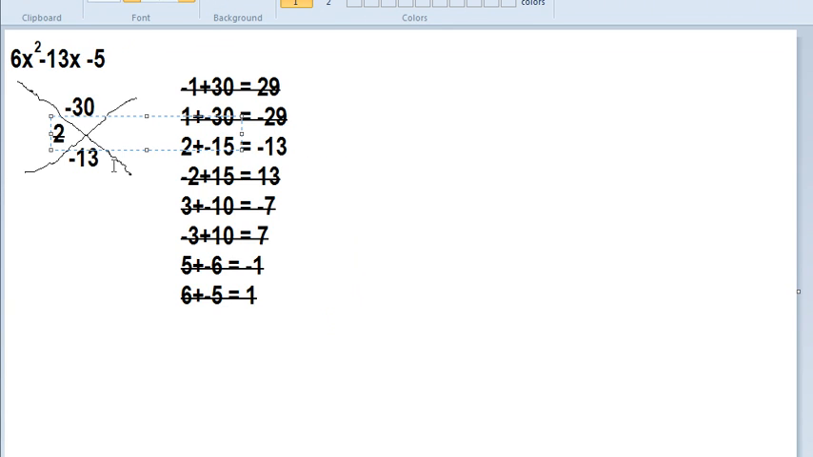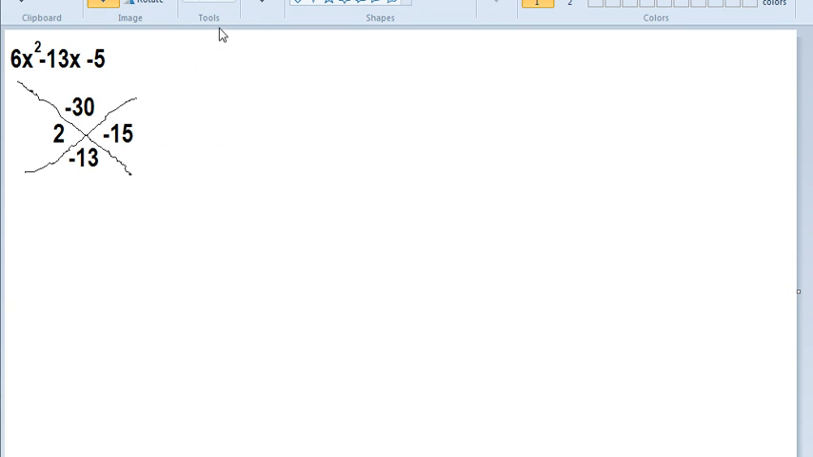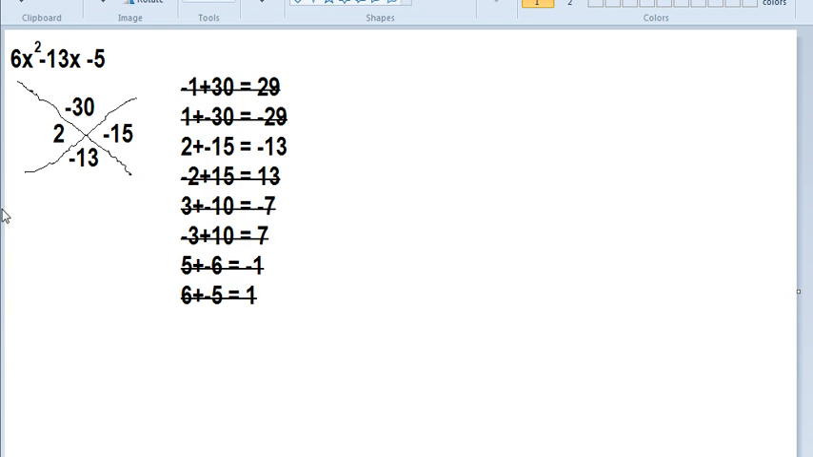So I'm going to write those here just like before, but without the strikeout. 2 and negative 15 are our answers. Okay, so I'm going to get rid of this side work. I'll leave that for a second actually, because some of you might still be writing that. 2 and negative 15.